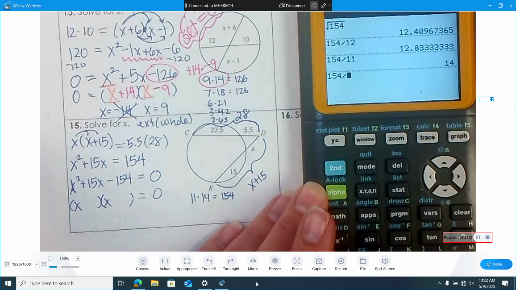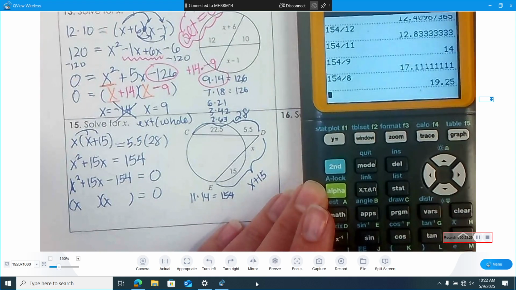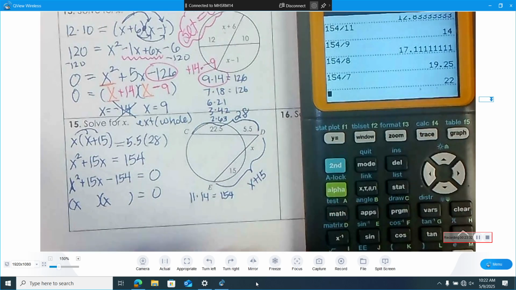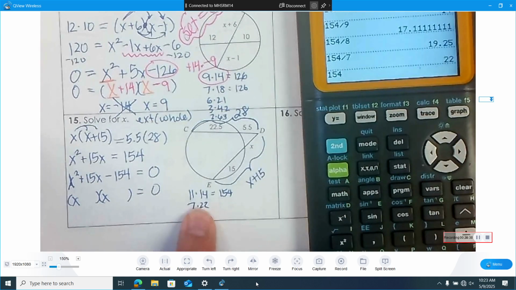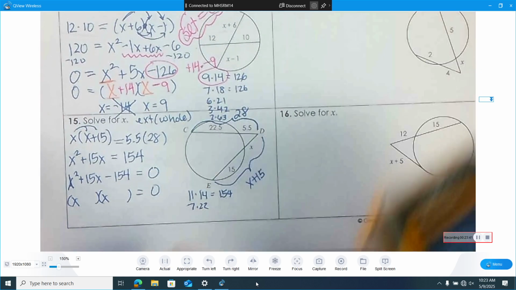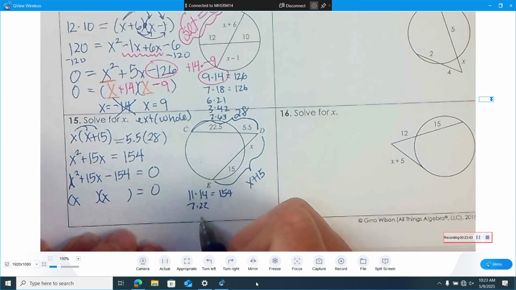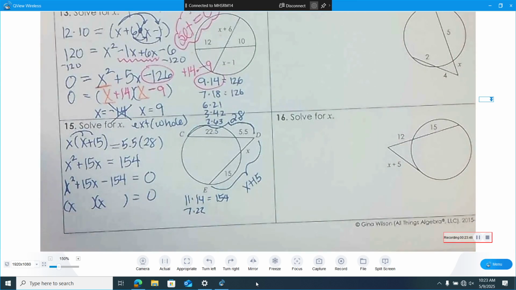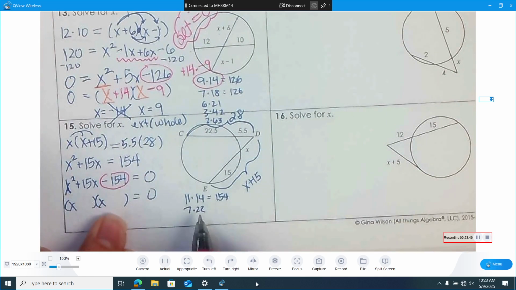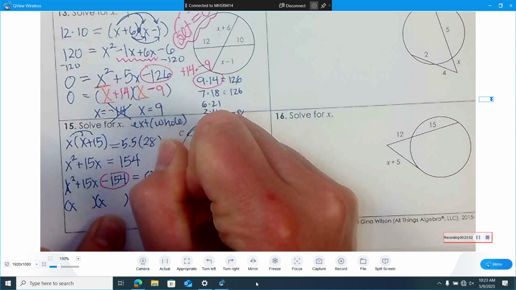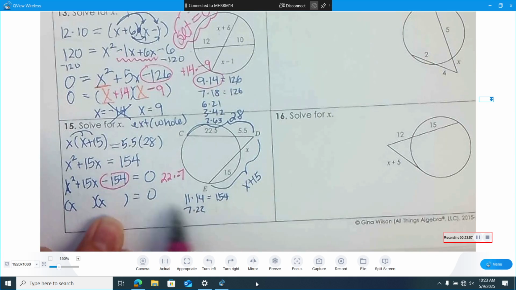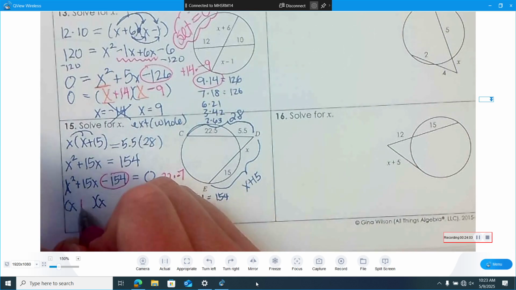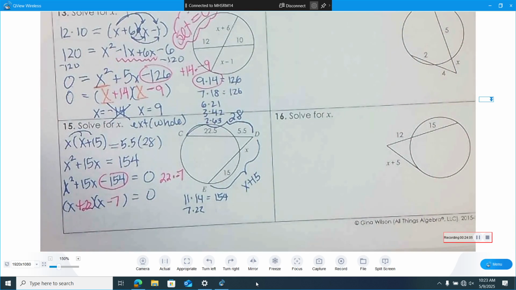So 154 divided by 9, maybe. Nope. 154 divided by 8. Nope. 154 divided by 7. Hey, 7 times 22. All right, 154. Oh, I think that's a winner, isn't it? Yeah. Why? Because I want to get something that is negative 154. So positive 22 times negative 7 will work for me. And when I combine them, I get 15. All right. Positive 22 and negative 7.